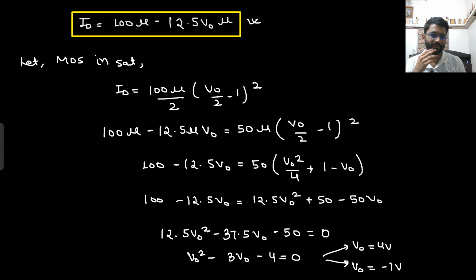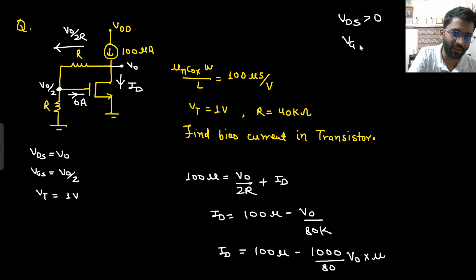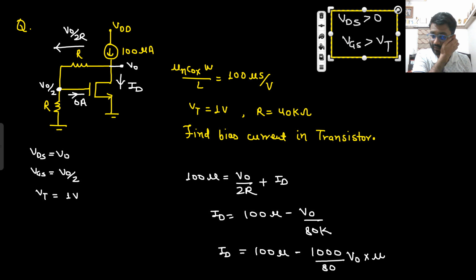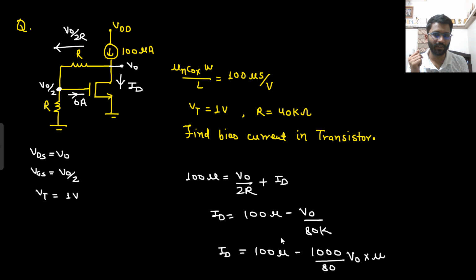Is minus 1 volt possible? No. If V naught is minus 1 volt, what will happen? The MOS will be off only, because VDS is negative. For a transistor to turn on, what is the condition? VDS should be greater than 0 and VGS should be greater than VT. These are the conditions, right? Two conditions are there, and this should happen. But if you are saying that your V naught is minus 1 volt, then your VDS is becoming less than 0. Then your transistor will be off. But that is not possible. Why is it not possible?